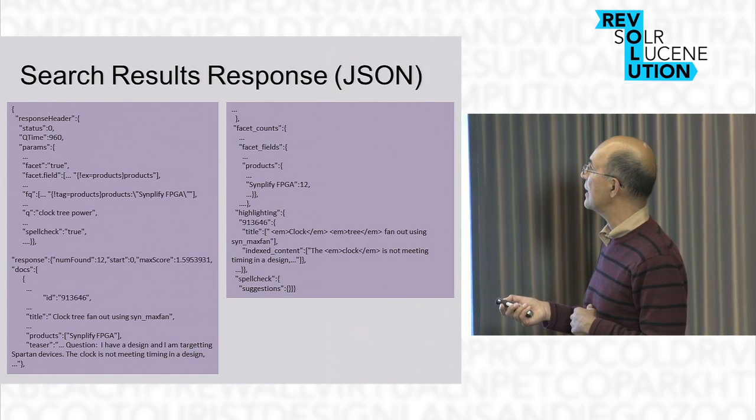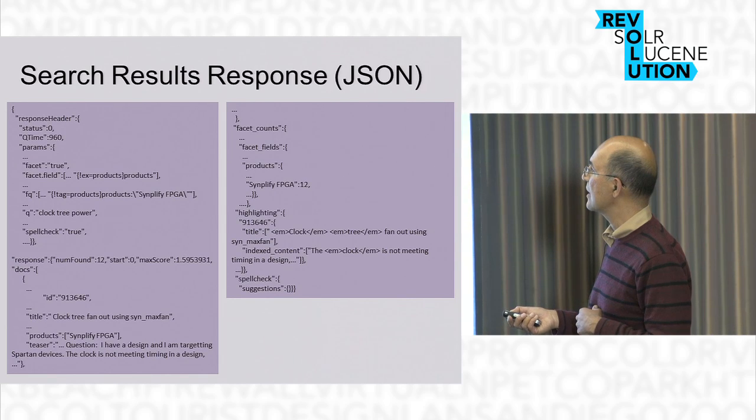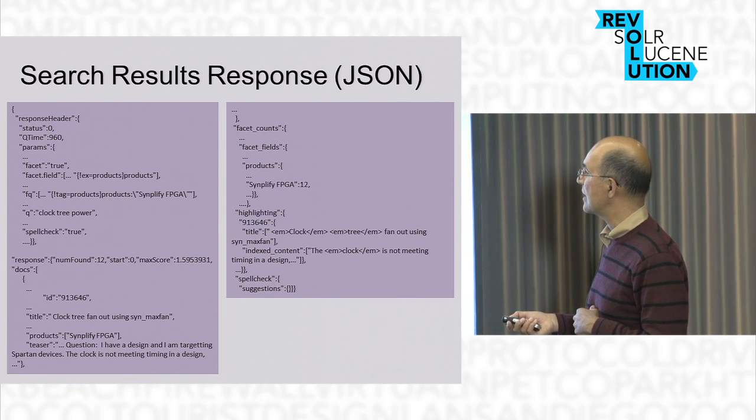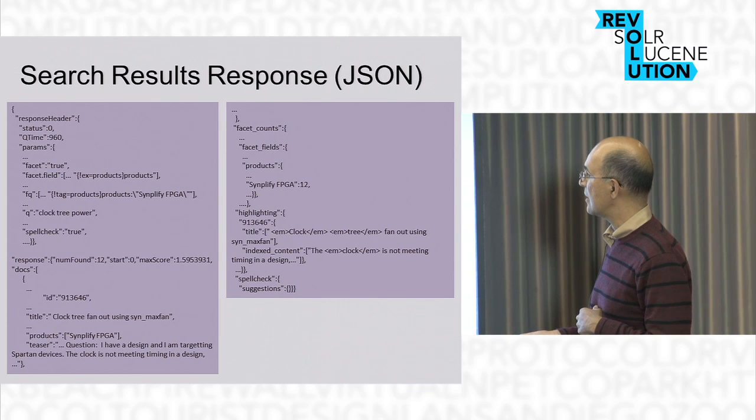You see that for the header, you have the time it's spent running the query. Here is the parameter of the query value, the string, and some of the other stuff that's being set. This section shows you the documents that came back. In this case, we have an ID, title, product, and a teaser section.